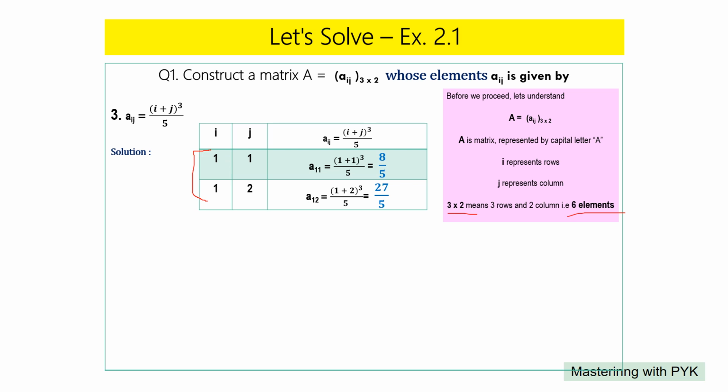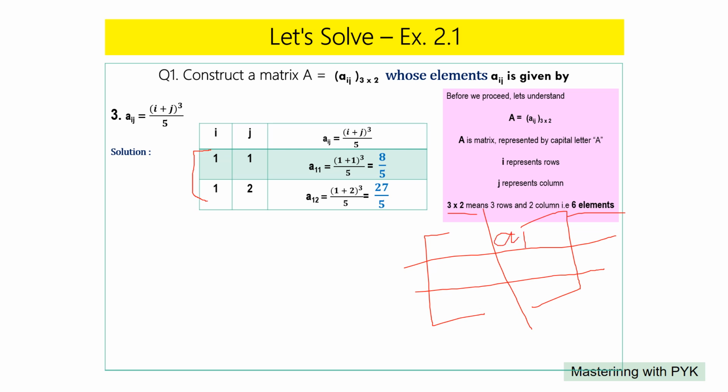The first row and the second column, that is A12. Putting the values, 1 plus 2 cube by 5. So 1 plus 2 is 3. 3 cube is 3 multiplied 3 multiplied 3. That is 3 3s are 9, 9 3s are 27, divided by 5.